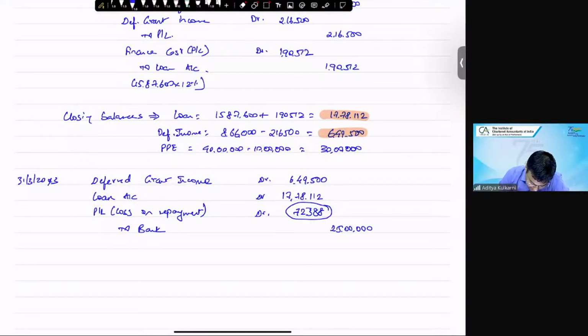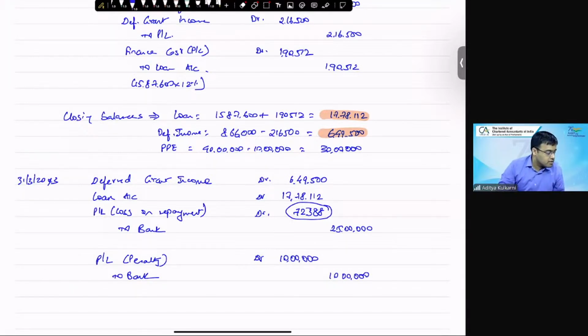Okay. And then finally the penalty. P&L, penalty debit 10 lakhs to bank 10 lakhs. Is it okay? Perfect.